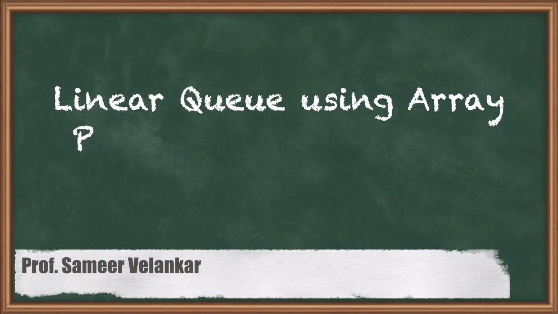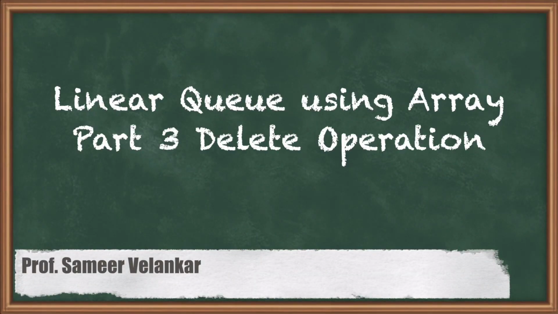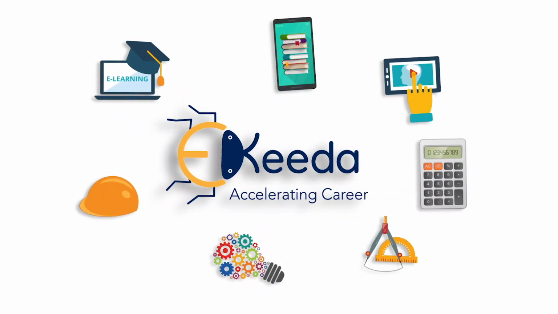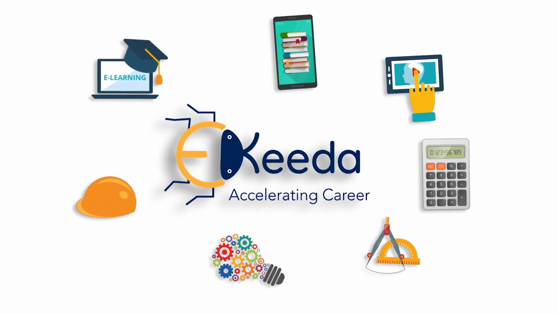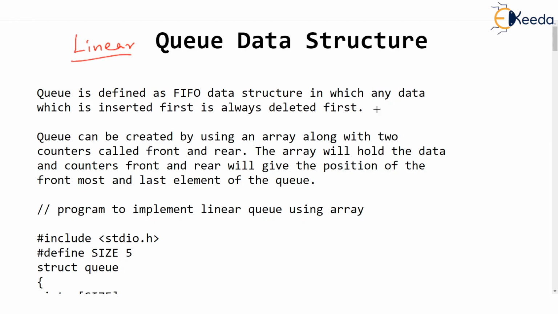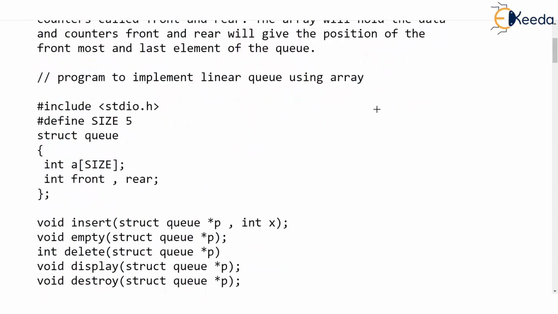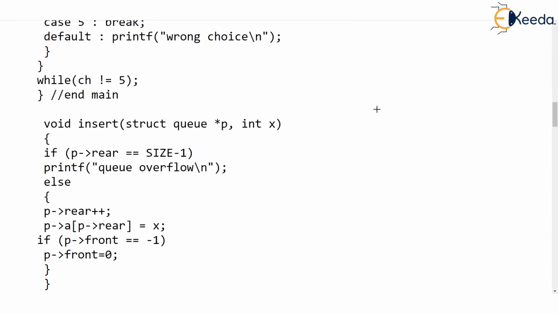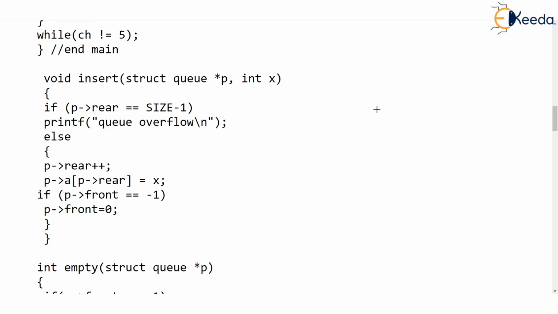Hello dear students, let's continue our discussion on linear queue implemented by using array. In the previous video, we saw how to insert a new value in linear queue. So we have seen how this insert function inserts values in the array. Every insertion always increases rear by 1. Rear counter is increased by 1 during every insertion.